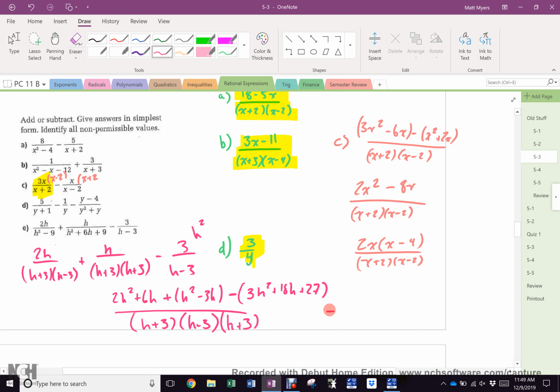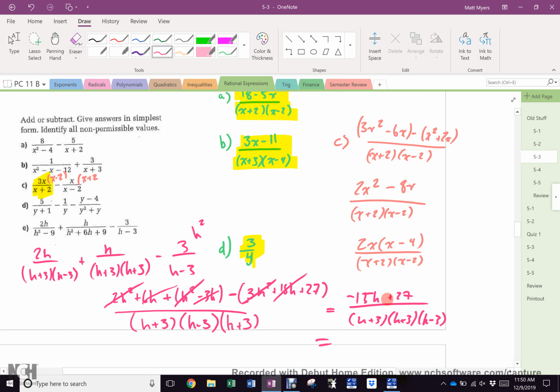Then you collect all your like terms. 2h squared plus h squared is 3h squared, minus 3h squared, right? Gone, gone, gone. 6h minus 3h is 3h plus 18h is 21h. Gone, gone, gone. Oh, I screwed that up. It's 6h minus 3h, it's negative 15h plus 27 over h plus 3, h plus 3, h minus 3.